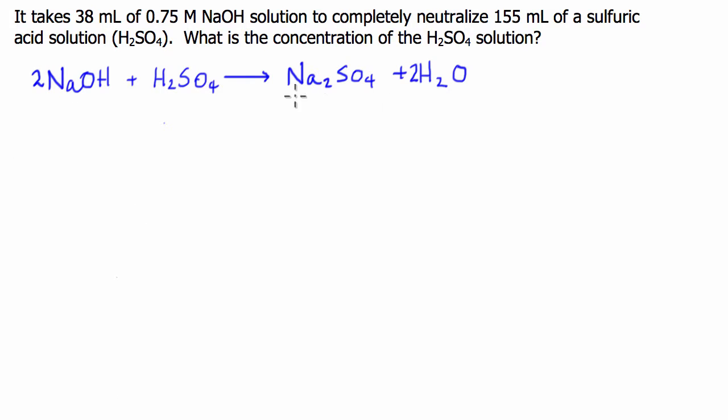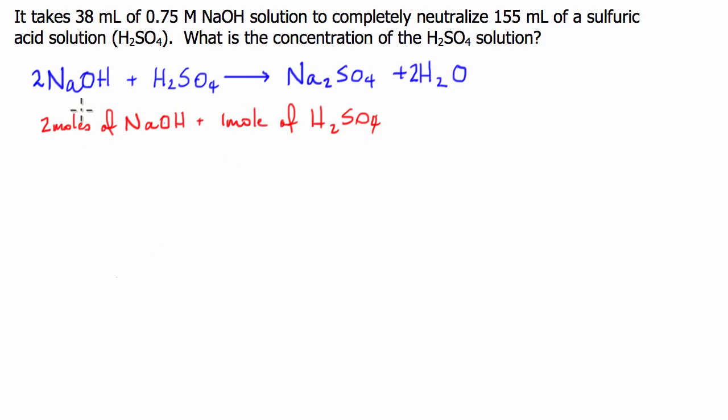So basically, the reason that we write the initial equation out is to get our molar ratios of our reactants. So we know that 2 moles of the sodium hydroxide reacts with 1 mole of H2SO4. Now, I wouldn't write this in an exam or a test situation. It's not really necessary, but this is for your benefit, so you can see exactly where I'm going with this question.